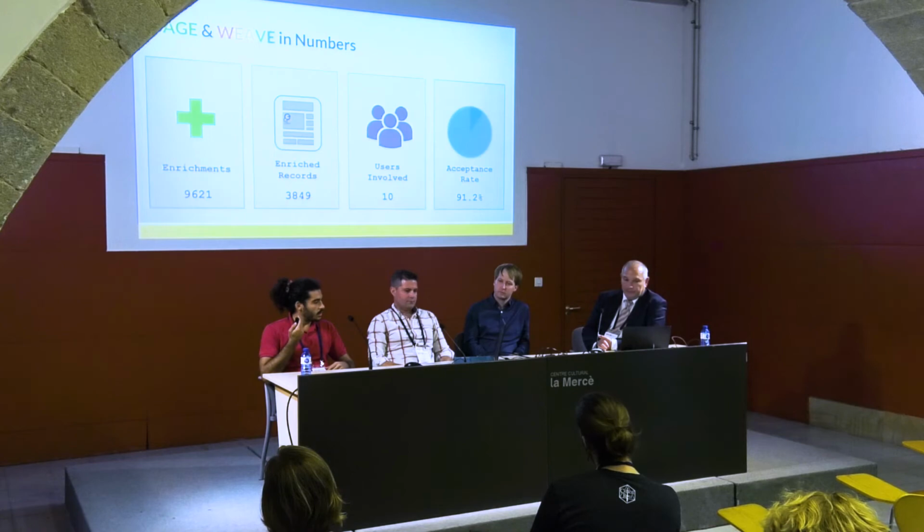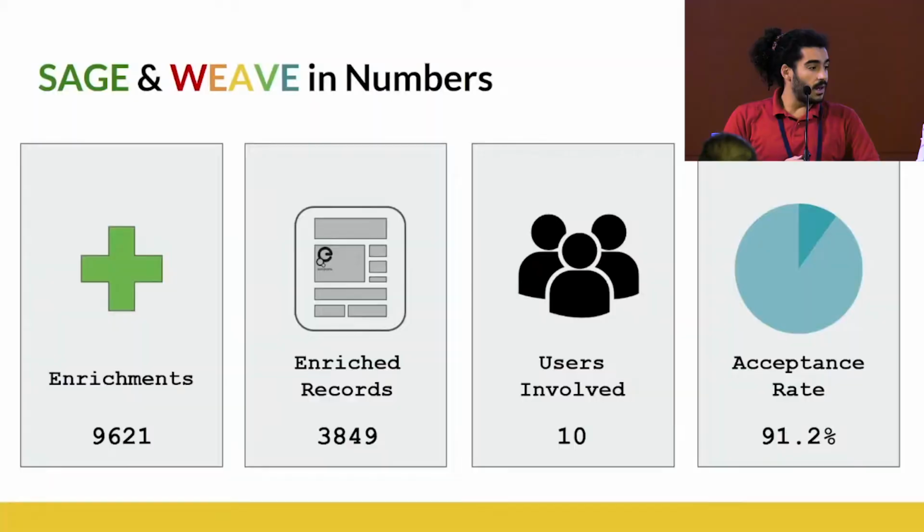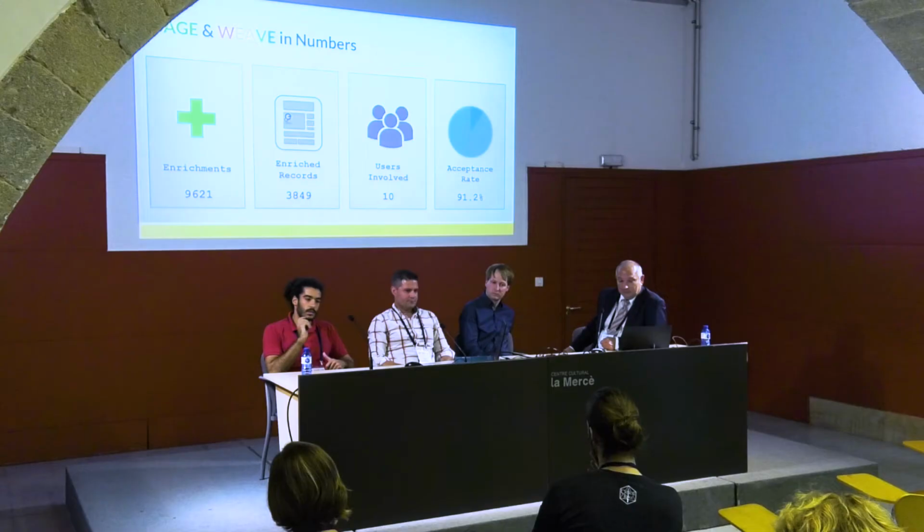Some numbers about what we did in Weave. As we can see, we have a bit over 9,500 enrichments in 3,800 records. 10 users were involved, either from our part, experts that did the enrichments, or partners that did the validation, and we thank them very much. Also, I forgot to mention that for the linked data annotator, we created a custom vocabulary. Some people here worked really hard for that, and thank you. Valentina especially directed the whole procedure. And a good thing that we noticed is that from the validation, 91.2% of the enrichments were accepted, which means that the tools actually did a good job.